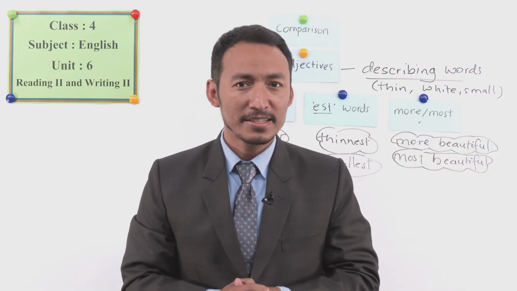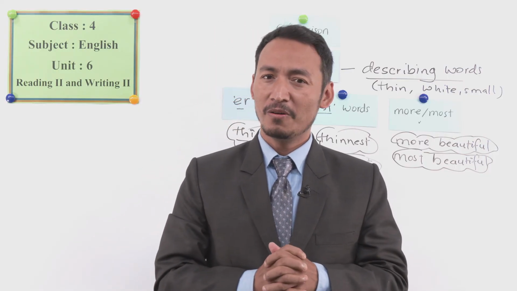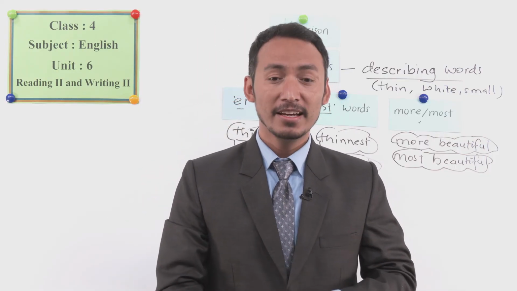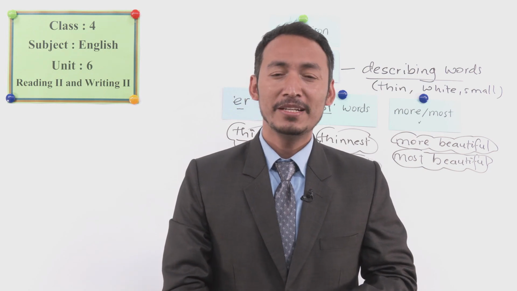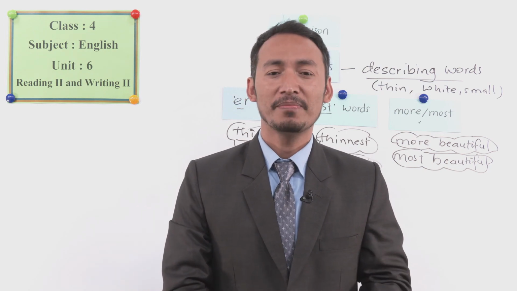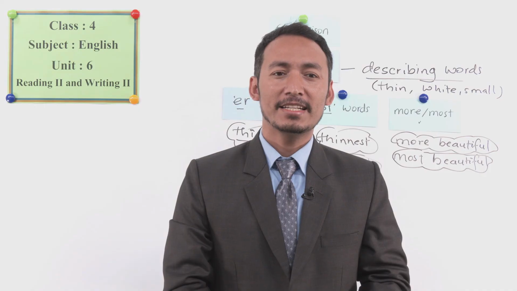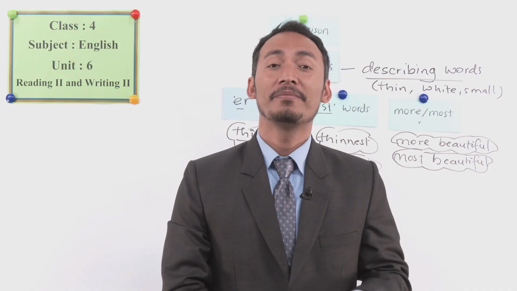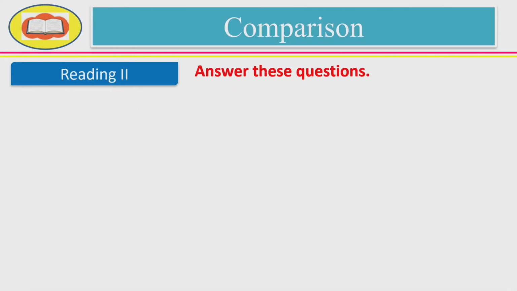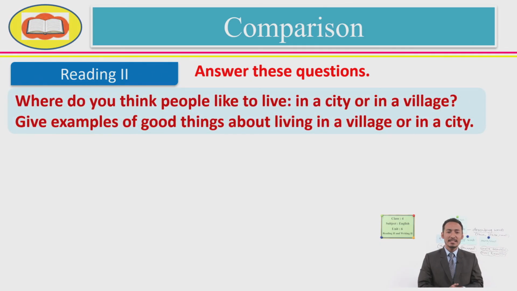Please have a look at the book now. Open your book and see the second reading from Unit 6, and we have a lesson. Before that, let me show you some pre-reading questions. Look at these questions here. Can you read it aloud?